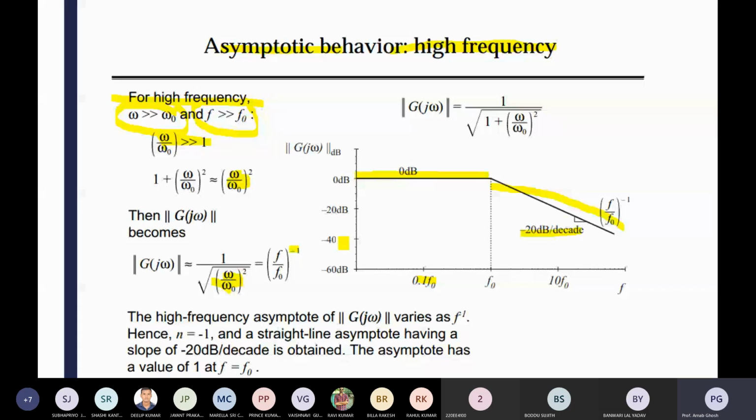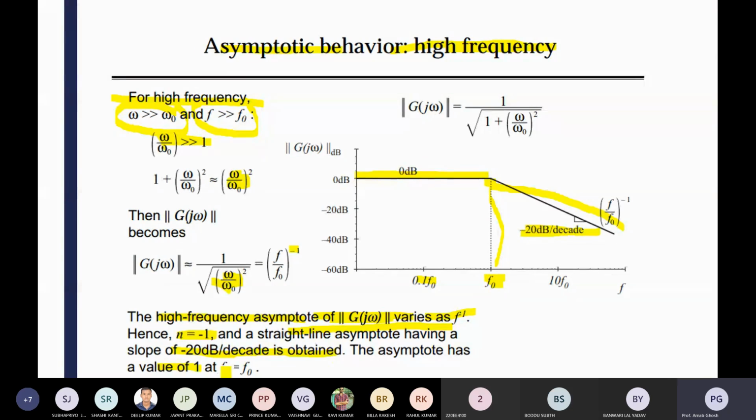So if it is minus 2, then it will be 20 dB per decade plus or minus 20 dB per decade, so twice. Okay, it will mean 40 dB per decade. But here it is 20 dB per decade. Okay, up to f0 it is coming 0 value. Okay, 0 dB. After that it is minus 20 dB per decade. So high frequency asymptote: mod of G(j omega) varies as f to the power minus 1, hence n equal to minus 1, and a straight line asymptote having minus 20 dB per decade is obtained.